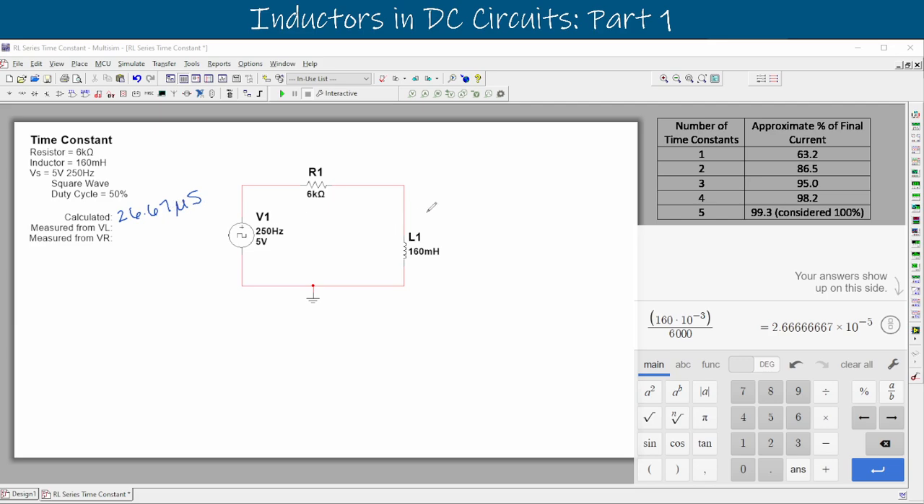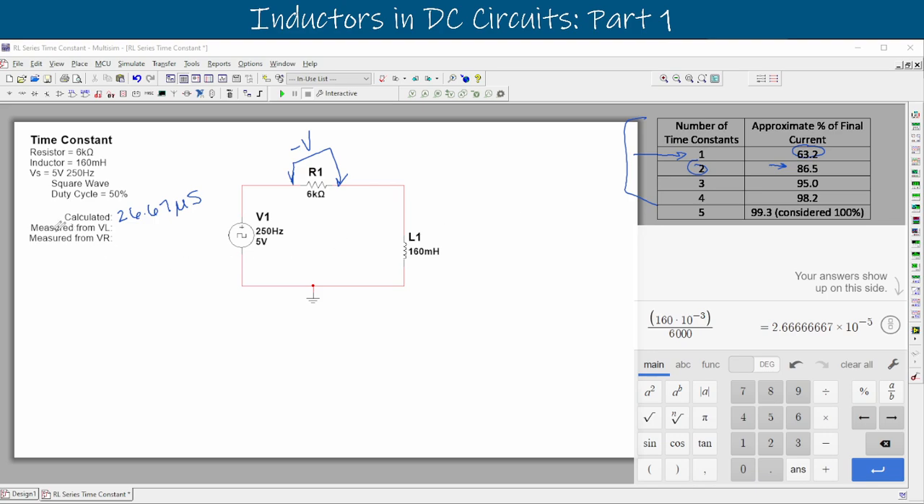And I give you the time constant chart over here. So this chart tells us that we have one time constant that should give us a full magnitude of voltage across our resistor, right, of 63.2% of the total voltage. At the second time constant, that's after two intervals of 26.67 microseconds, that's going to give us 86.5% of the total voltage dropped across that resistor, right? It's specifically talking about the voltage across the resistor up here.